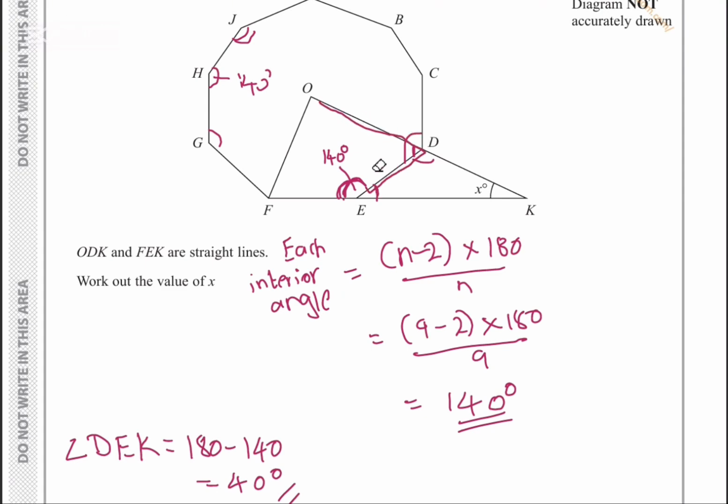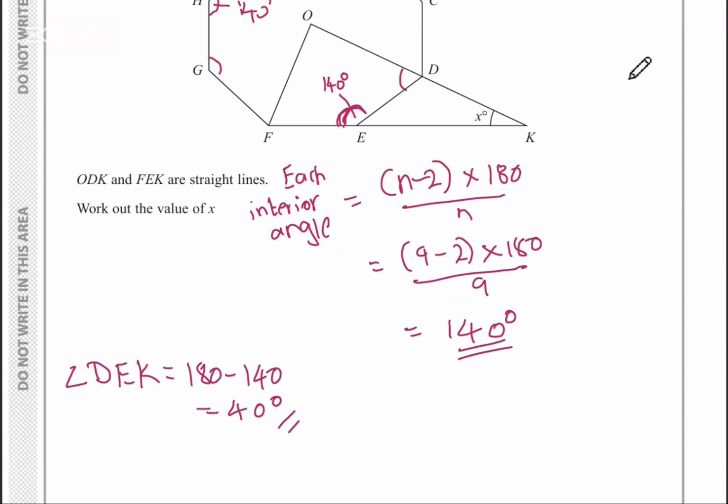Let me get rid of this space here. So I have this angle. This is the angle that I'm going to find. So that angle ODE would be 140 divided by 2, that is 70 degrees. Now I have this angle as 70 degrees. So what would be this angle, EDK?